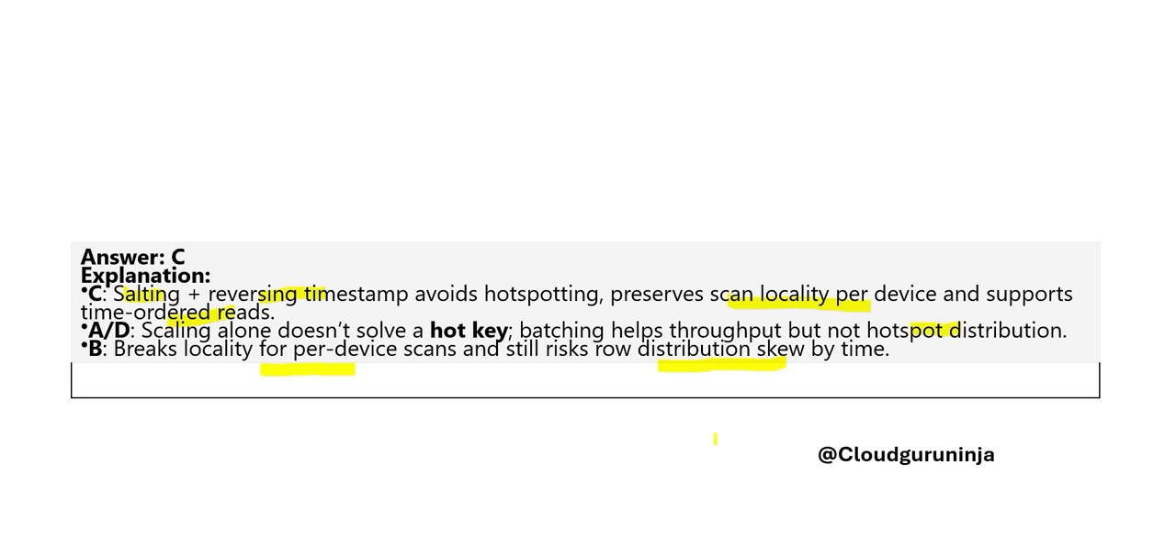Okay, divide one row into multiple rows so that the rows are sent across different nodes for distribution, and then reverse time stamping. So reverse time stamping helps preserve scan locality per device.